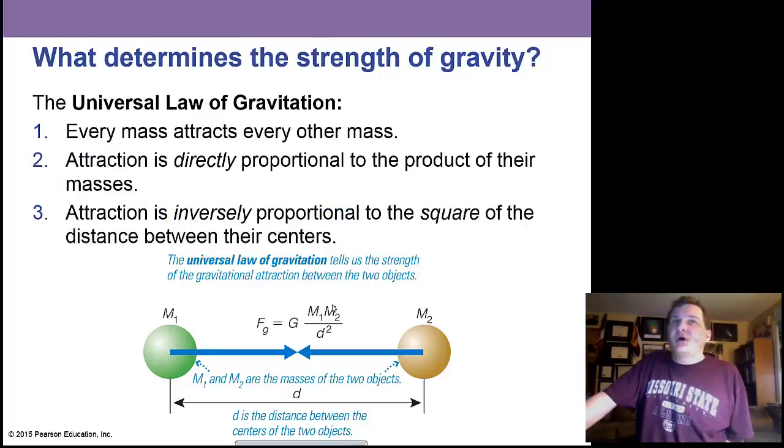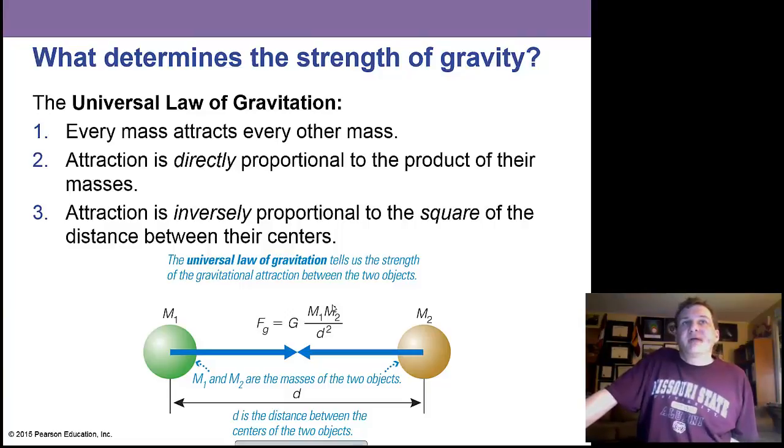The universal law of gravitation, the grand scheme of things, says that every mass attracts every other mass. Attraction is directly proportional to the product of their masses, and attraction is inversely proportional to the square of the distance between their centers. Well, what does that really mean? You see the equation here. You don't need to know this equation.